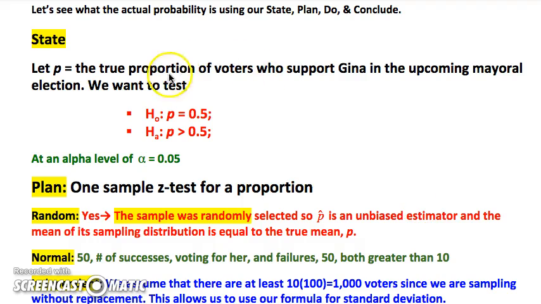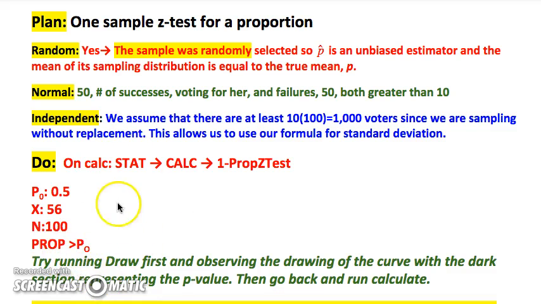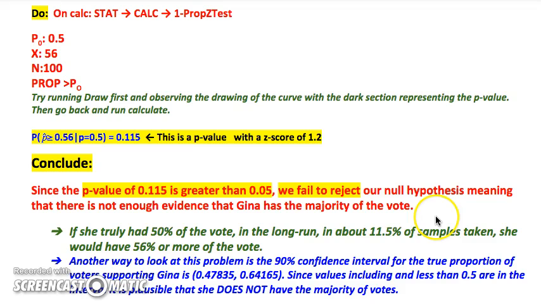If we look at state, plan, do, and conclude, we define the parameter. Our null hypothesis is that she's got 50%, and the alternative is that she hopes she can reject that null and say that she's got more than half. Here's the plan section, and I'd like you to pause right now and do this function on your calculator to get a sense of how to run this. The tail end of the problem and your multiple choice will be showing shortly.